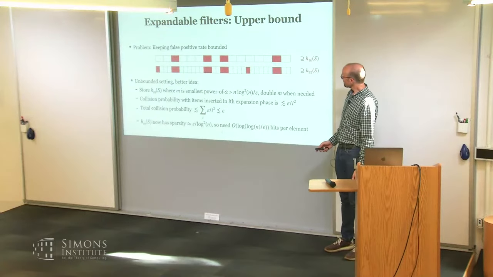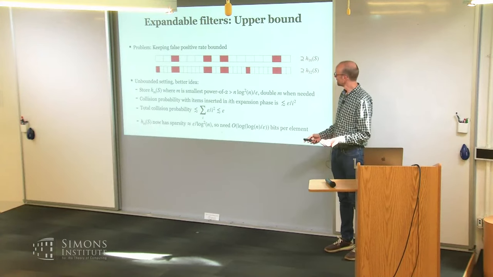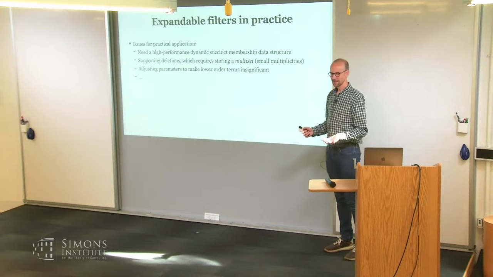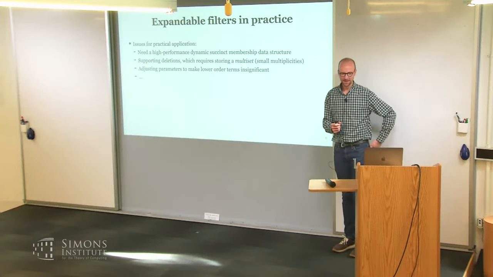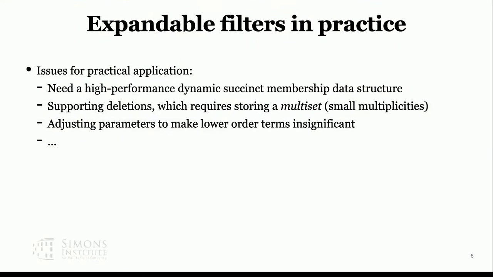So this is relatively simple conceptually, but if you think about practical application, quite a few things make this tricky. You need a high performance, dynamic, succinct membership data structure. You also want to support deletions in many applications. Everything works conceptually easily, but you need to be able to store a multiset in order to allow deletions. Because if you only store a set, there could be several elements with the same hash value, so you cannot just remove that element from that hash value. But if you store multisets, storing how many elements have this hash value, then things actually work even with deletions.